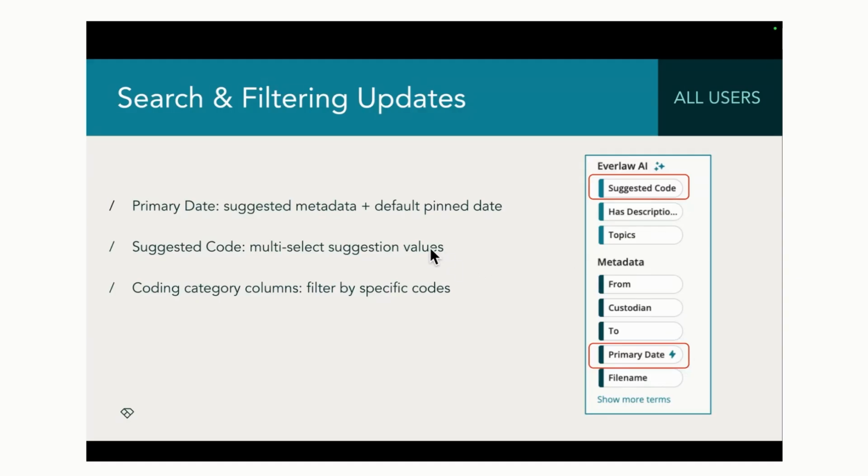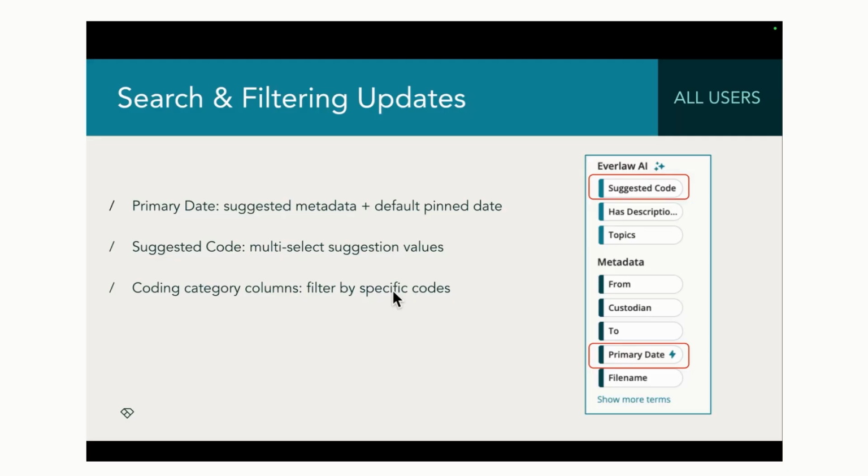Second is an update to suggested codes or coding suggestions. We've added a little bit more flexibility here so that you can filter for multiple criteria at the same time. For example, looking for documents that have a suggested code of yes and soft yes at the same time. And then third is a results table filtering update. We've made it possible to filter coding category columns directly in the results table.